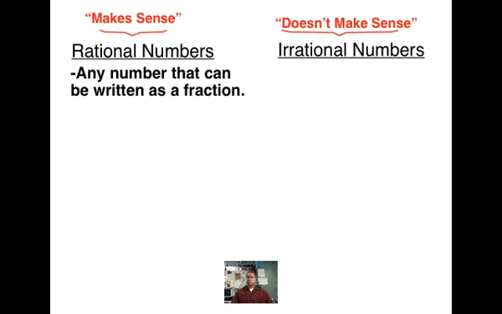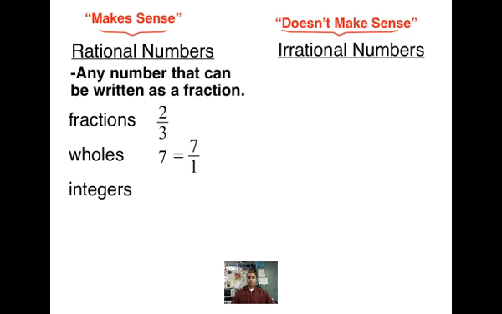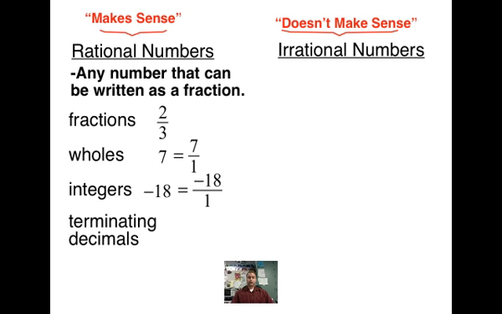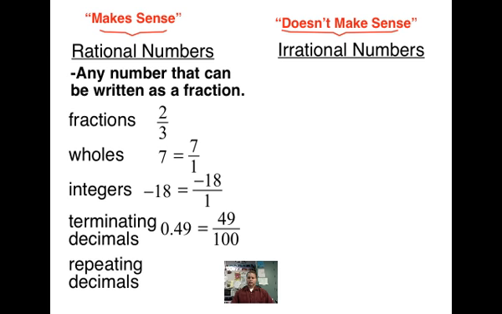So rational numbers are any number that can be written as a fraction. So 2/3. Whole numbers can be written as a fraction. Remember, we can put 7 over 1. Integers, we can have negative numbers. Negative numbers can be written as fractions by putting them over 1. Terminating decimals: 0.49 could be 49 over 100, so it can be written as a fraction. Repeating decimals, decimals that go on forever and repeat. So 0.77777, that's 7/9. So all of those are rational because they can be written as a fraction.